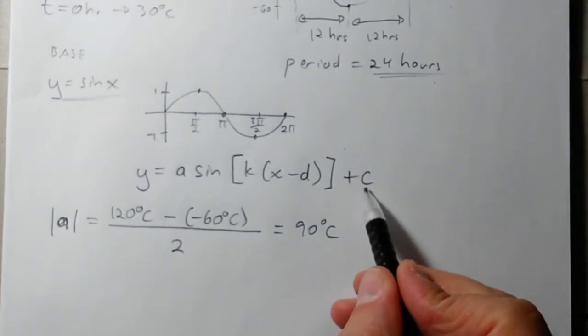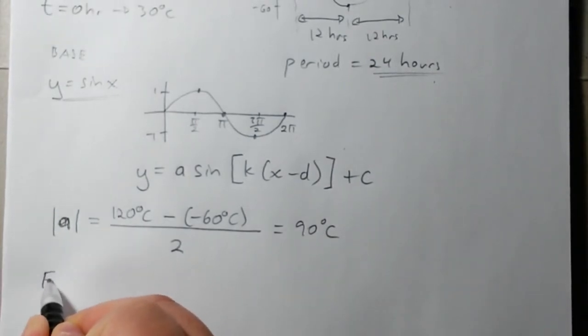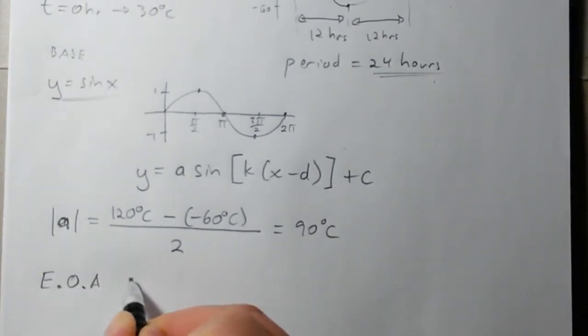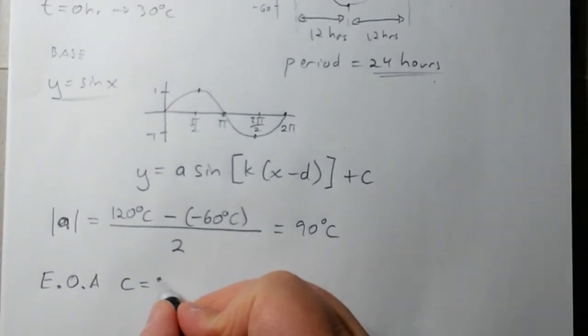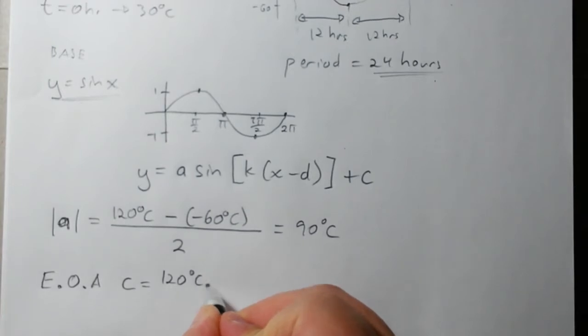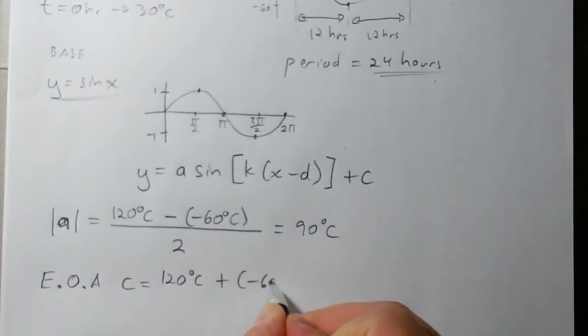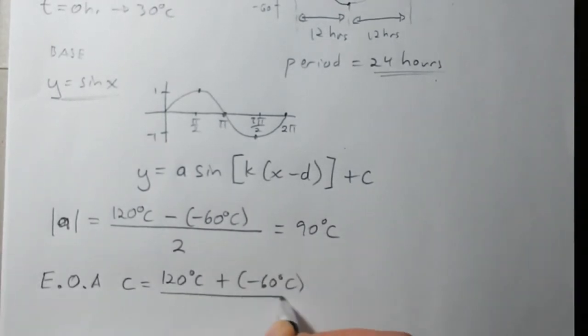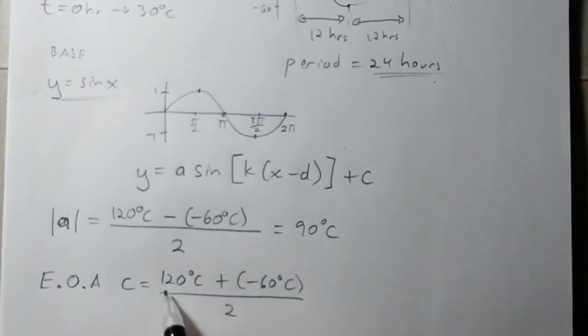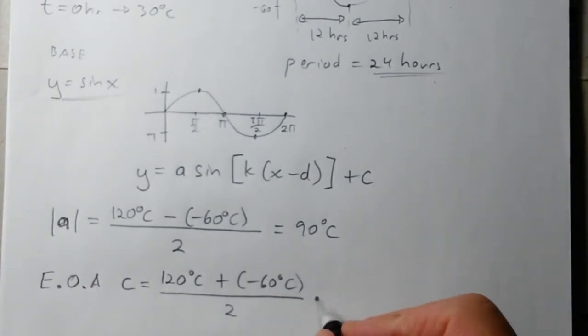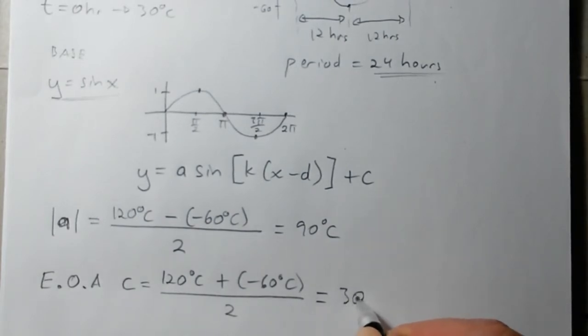And we also need the equation of axis, EOA. How do we get that? The maximum plus the minimum value divided by 2. So what is our equation of axis? In this case, 120 minus 60 gives us 60, divided by 2, that's 30 Celsius degrees.